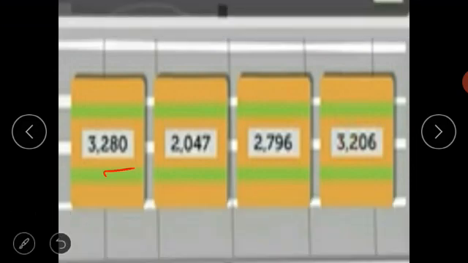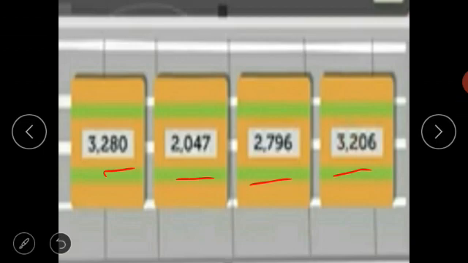$3,280. See the second number, 2047. The third one is 2796. The fourth one is 3206. So first you want to check the digits.